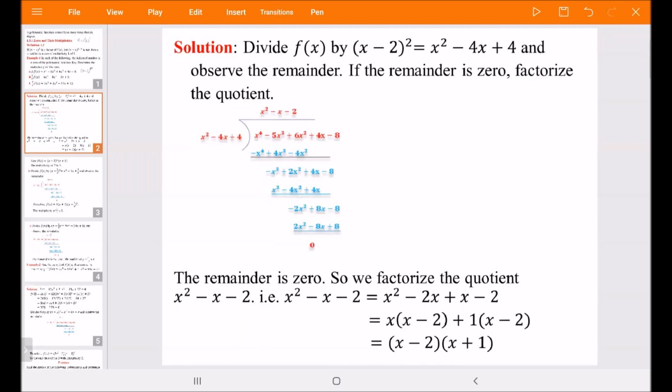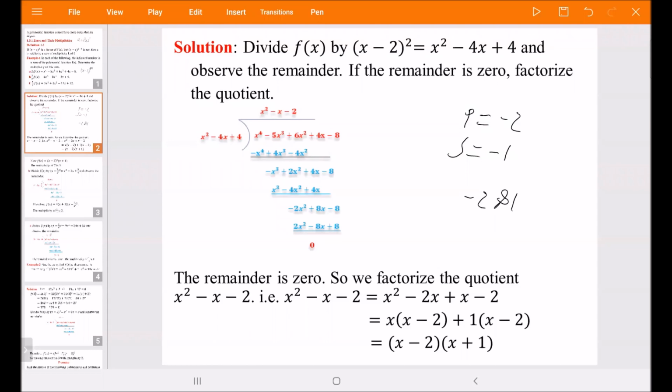Okay, now the quotient x squared minus x minus 2. Try to factorize this one. To factorize this, find the two integers whose product is minus 2 and whose sum is minus 1. These two integers exist. Their product is minus 2 and their sum is minus 1. These two integers are minus 2 and positive 1, because minus 2 times 1 is minus 2, and minus 2 plus 1 is minus 1.